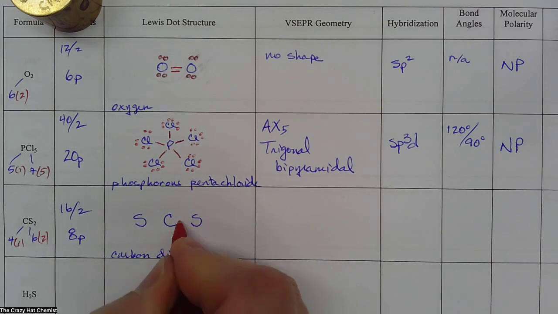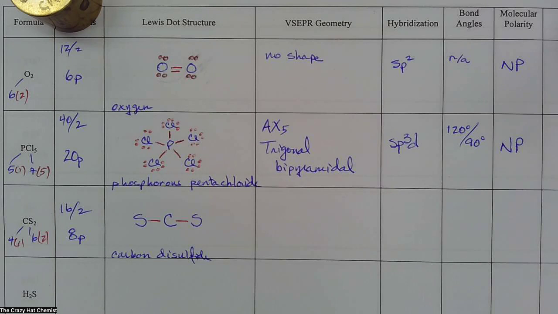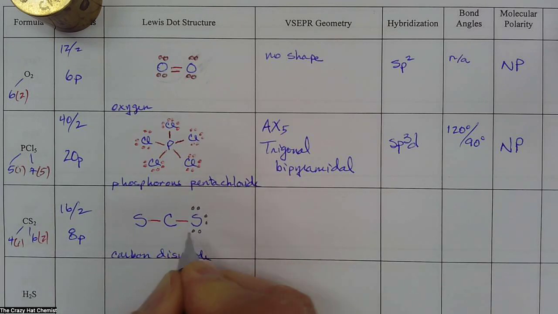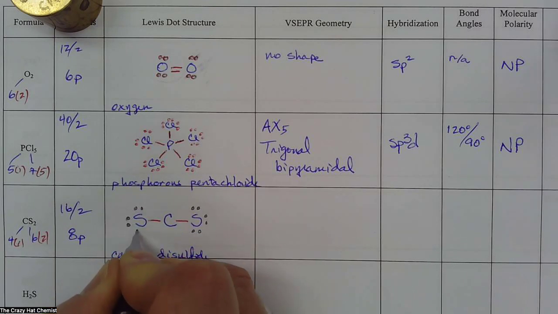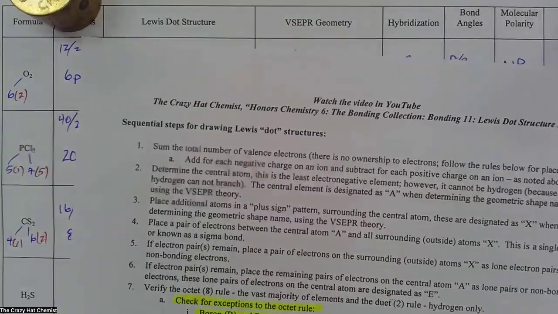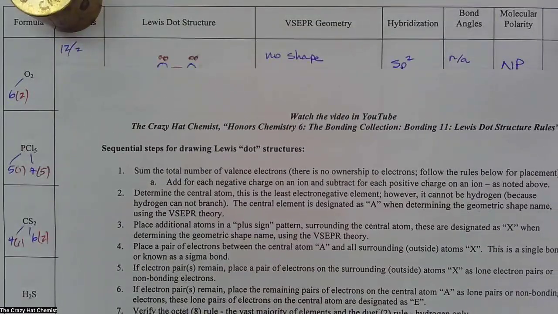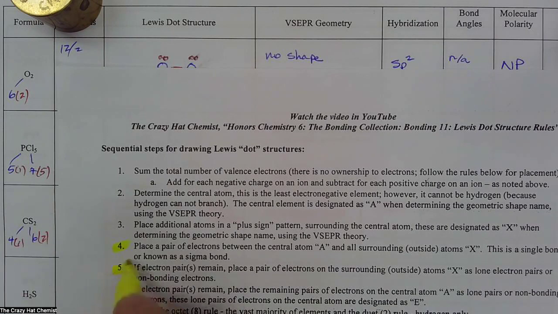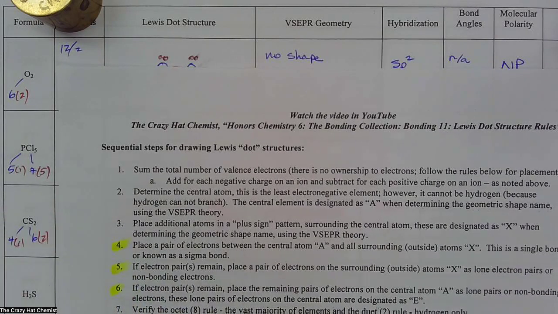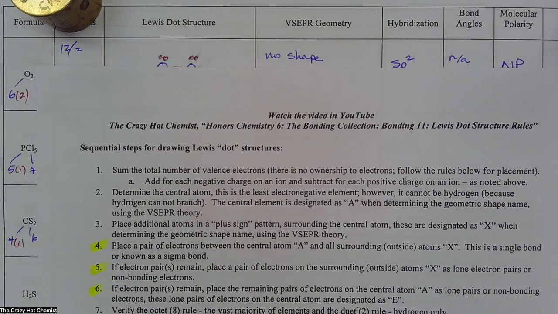First is a bonding pair of electrons between the central and the outside element like that. So that's 1, 2, 3, 4, 5, 6, 7, and 8. We are following the rules. When we place these electrons here, we are following the rules which are outlined here very specifically. Those rules are placing a pair of electrons between the central and the outside element, placing electrons on the outside elements, and then dumping the remaining electrons on the center element.